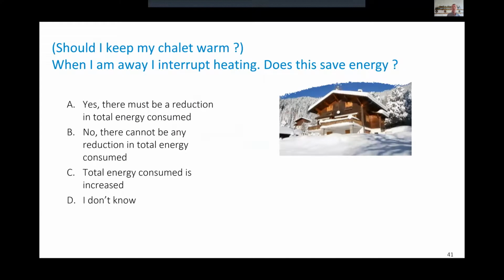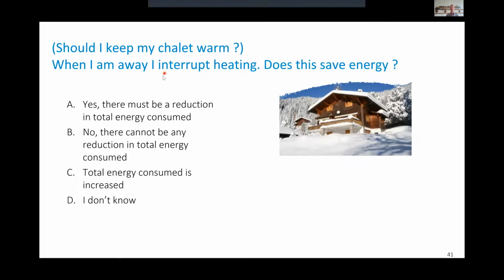If you are dimensioning an energy system. In fact, this is related to the question that the happy few of you that have a chalet in the Alps must consider. If you have a vacation house in the Alps or on the Bornholm Island that you don't visit very often, what is the best?